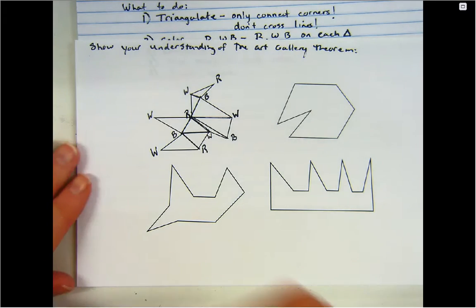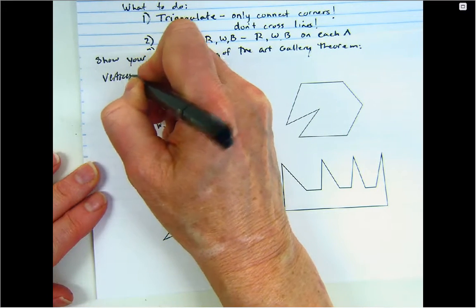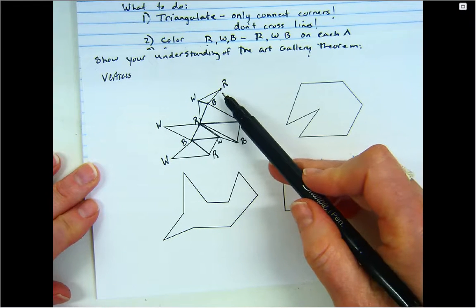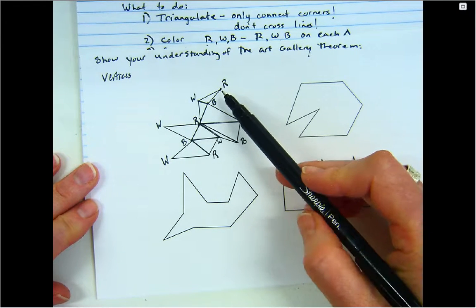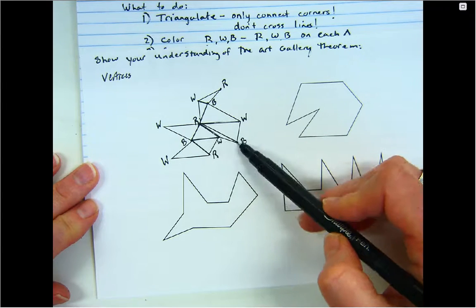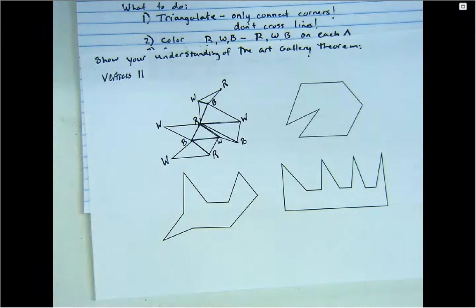Okay, so let's count the vertices. How many vertices were there? I'm going to start up at the one right here and count. I always mark off the one I started, or else I count twice. So 1, 2, 3, 4, 5, 6, 7, 8, 9, 10, 11. So there's 11 vertices altogether.